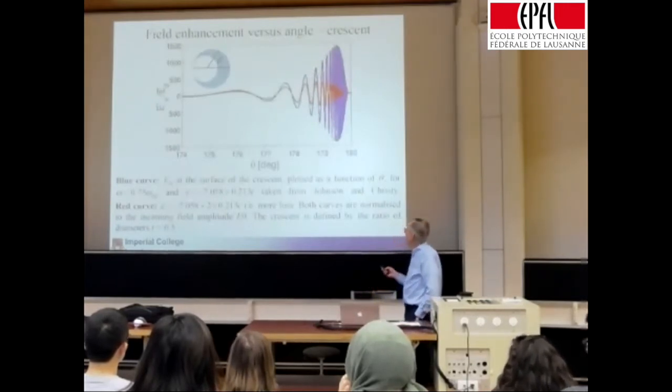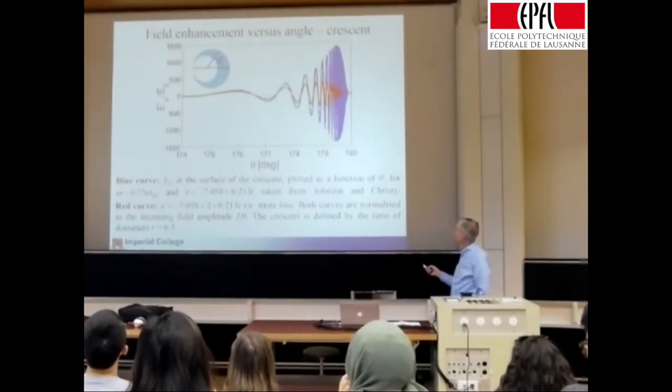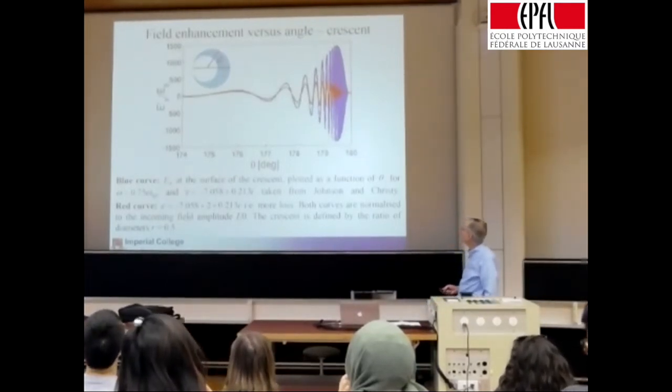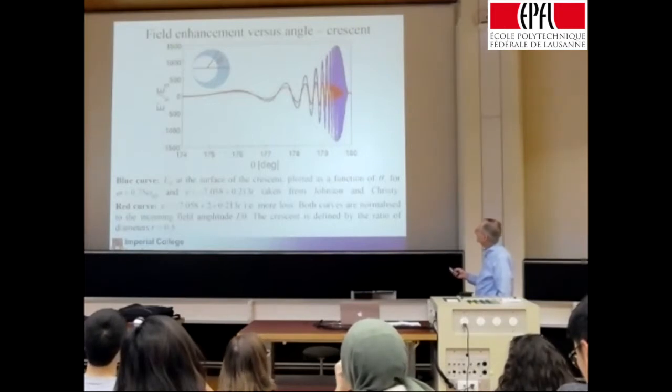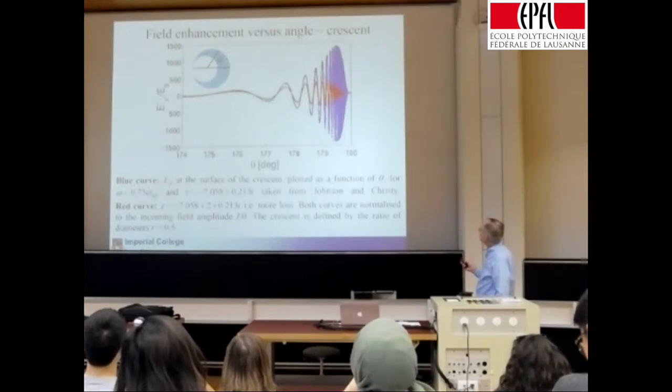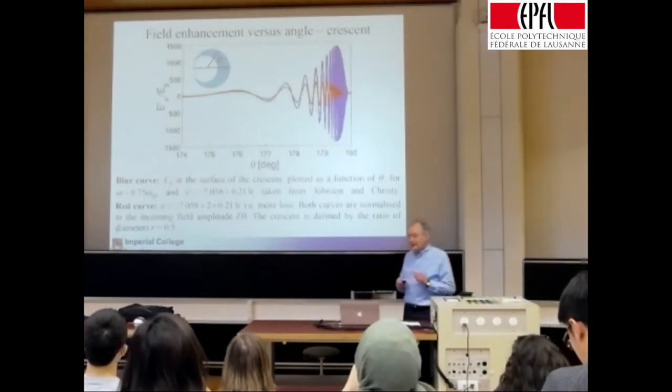So if you look at another system here, which you can also get from two cylinders, one inside another, a crescent, we calculate the field enhancements here. Here's the field enhancement as a function of angle. And as you go around to the singular point, you find this massive increase in amplitude here, and also the shortening of the period of the wavelength. I make an analogy with cars on the motorway.